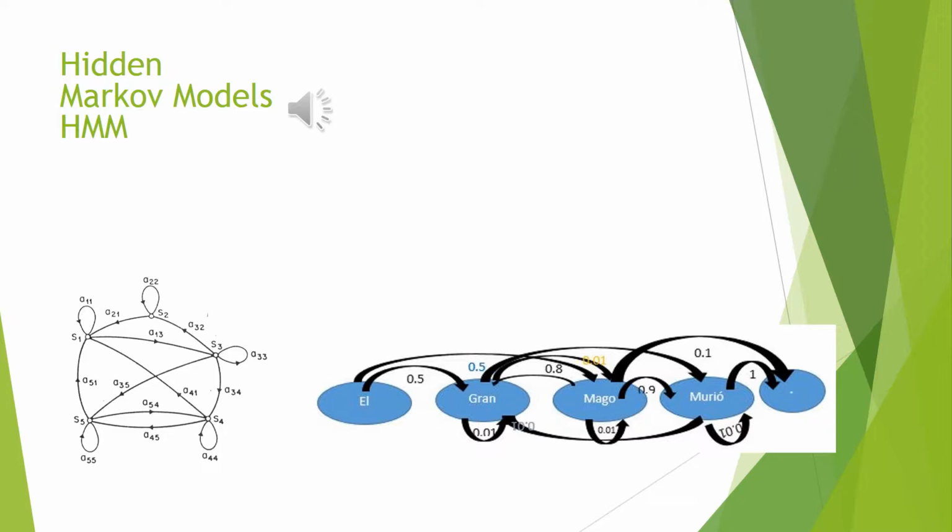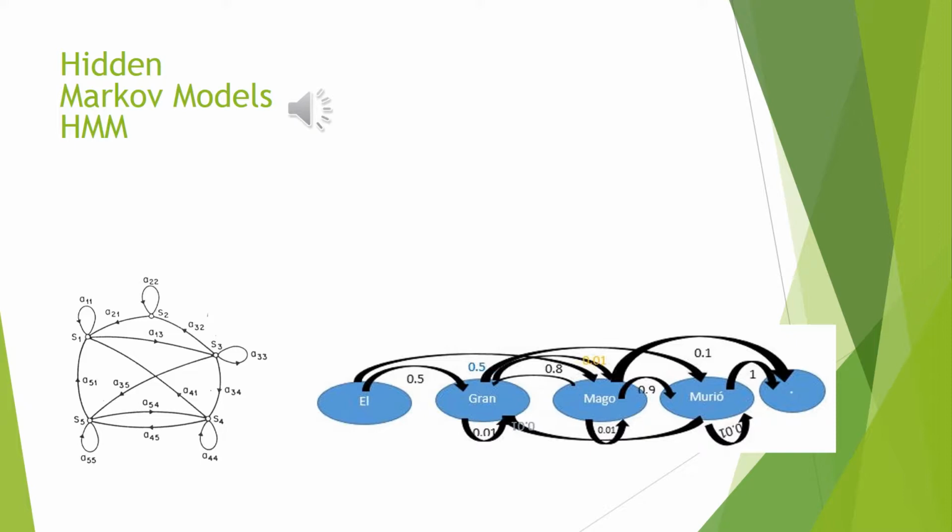For example, if we want to synthesize the phrase El gran mago murió, which means the great magician died, we need to calculate all the different possibilities from one state to the other and from one state to itself. Here, for example, we have the article. The probability to transit from an article to an adjective is considerable, so we have 0.5 of probability. But for the article to transit to itself, it's basically none, so we have no probability to transit from one article to another article. We never say it; it always goes to another word, like an adjective or a noun.